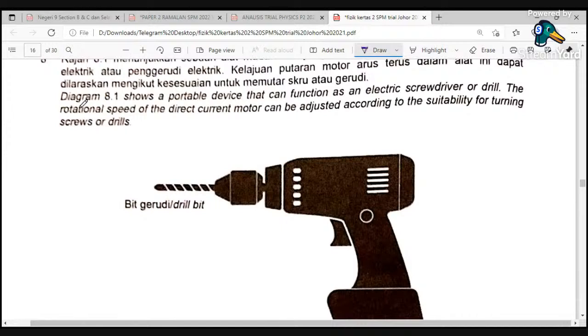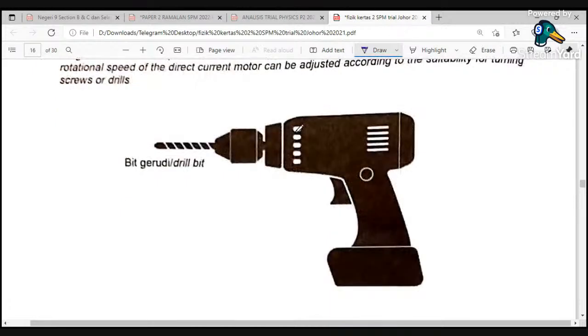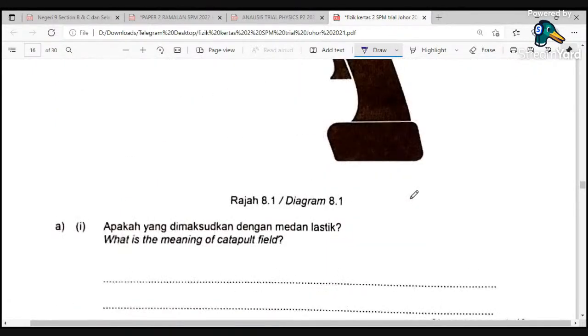Okay, number 8. Diagram 8.1 shows a portable device that functions as an electric screwdriver or drill. The rotational speed of the direct current motor can be adjusted according to suitability for turning screws or drilling. What is the meaning of catapult field? The force on a current-carrying conductor in a magnetic field. The combination of magnetic fields produces the catapult.